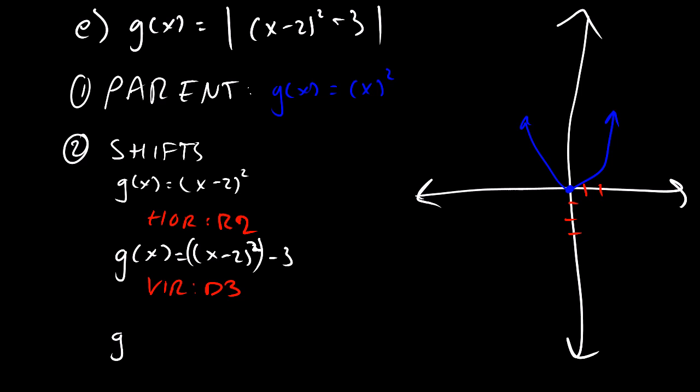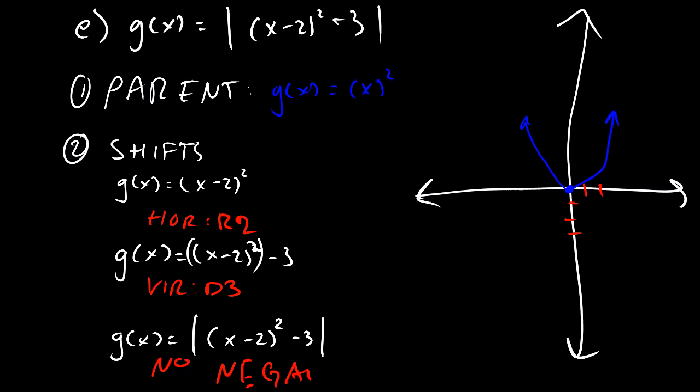Now for the kicker. This is where it's really going to get us. Absolute value of the whole thing. What does that mean? If it's absolute value, that means no negative values. All right. No negative values.